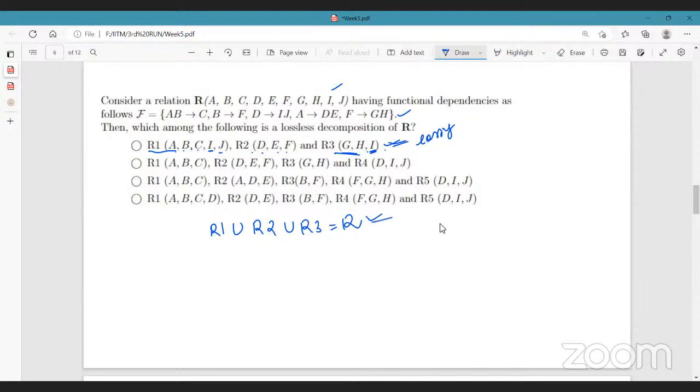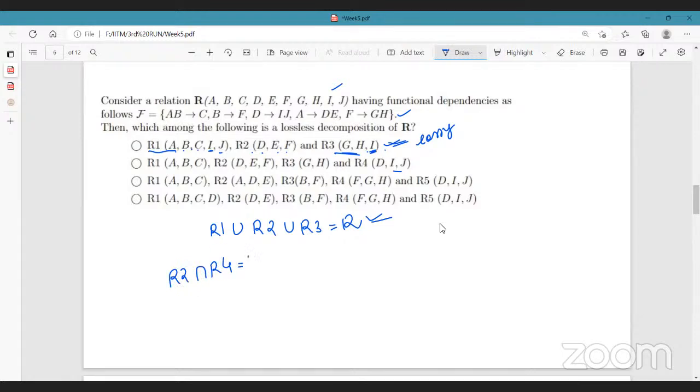So at first we will check whether this condition is satisfied or not. A, B, C, D, E, F, G, H, I, J. Yes, ma'am, it is satisfying this. Okay. So now can you tell which relations we will check first? R2, R4. Yes, that's right. R2 intersection R4. So what is the common attribute?